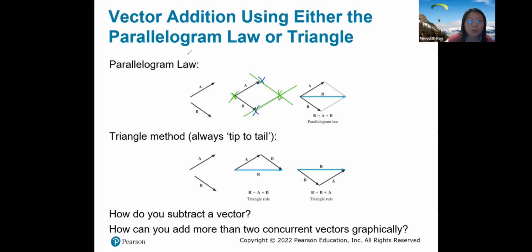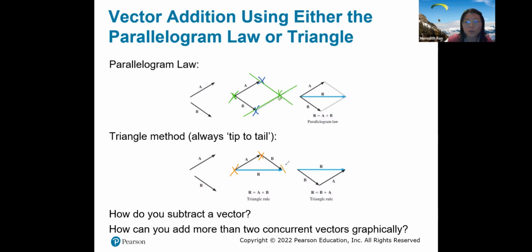That's what the parallelogram law says. The triangle method says, well, I have two vectors, it's still vector A and vector B. If I want to do the triangle method, we're going to call it the tip to tail. What does it mean? It means that I am going to start with one of the vectors, let's say starting with vector A. Vector A, I drew it. And then start at the ending point of vector A, I am going to draw my vector B.